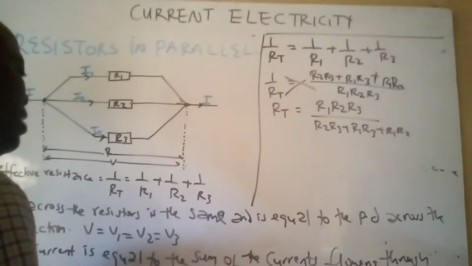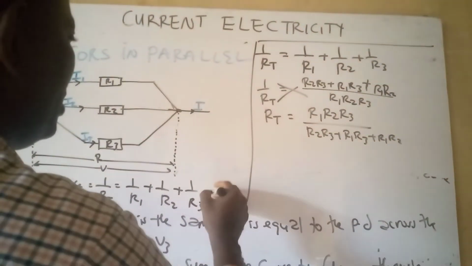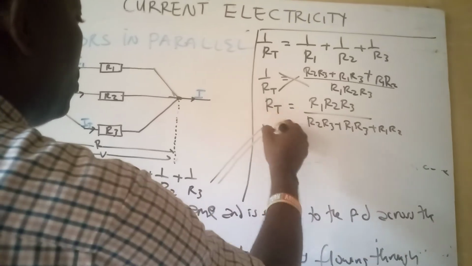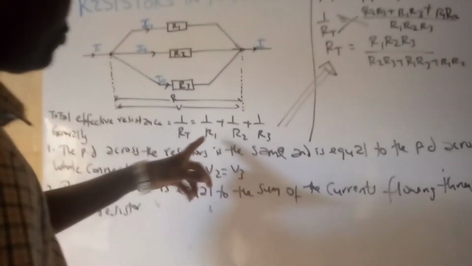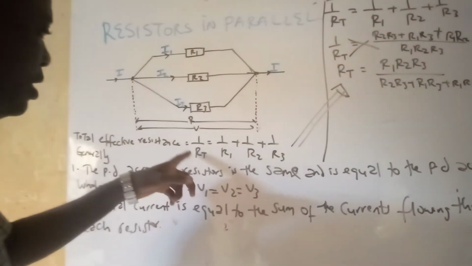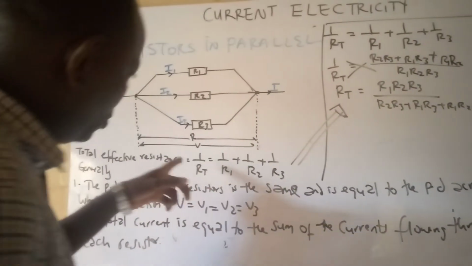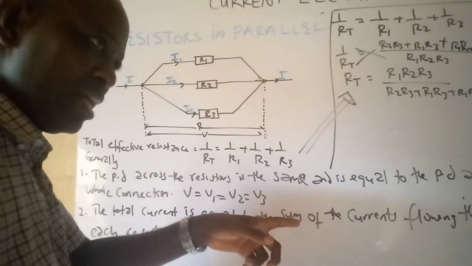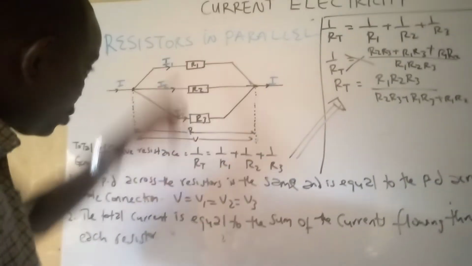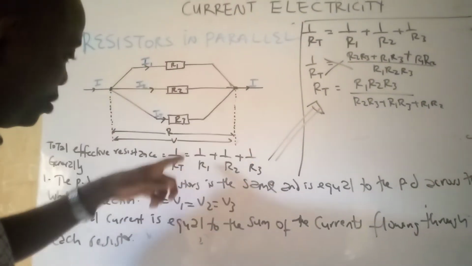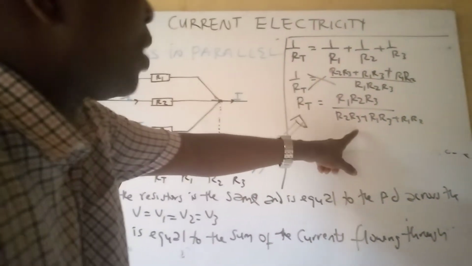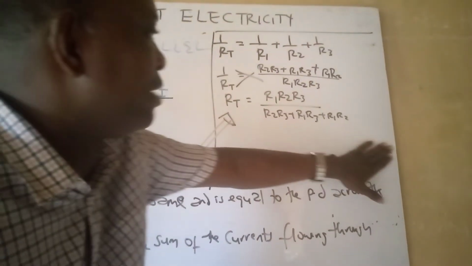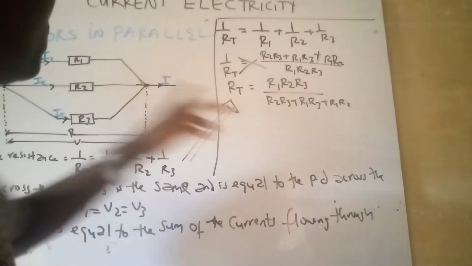So this is basically what this means. If you're trying to find the effective resistance of 3 resistors connected in parallel, this is the formula you use. Once it asks you to calculate the total effective resistance of the resistors in parallel, you use this. I've worked it out for your better understanding, so once you can do this, just fix in the values.